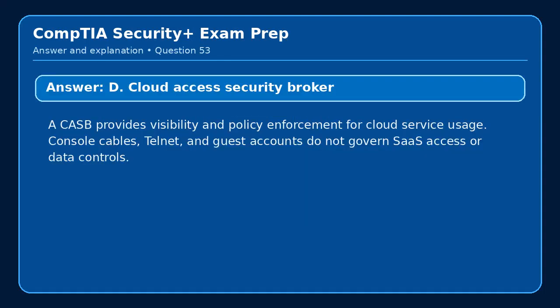The answer is B. Default deny with explicit allow rules. Default deny limits access to documented and approved flows only. Open rules and disabled logging expand attack paths and reduce visibility.